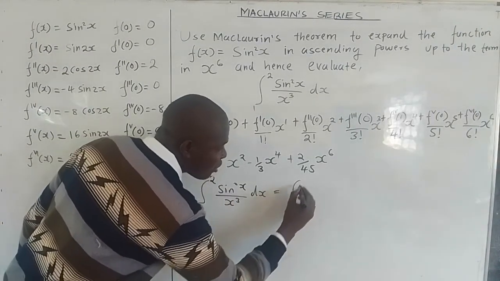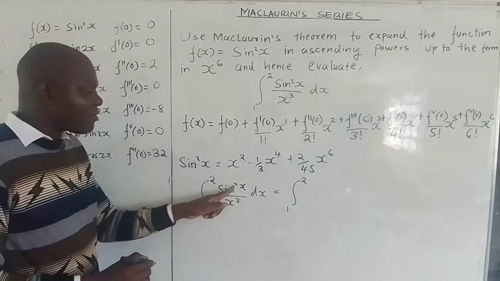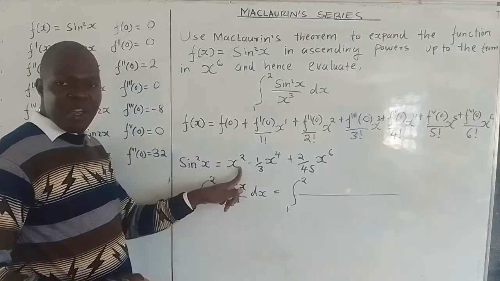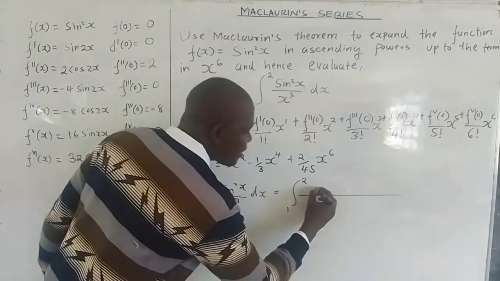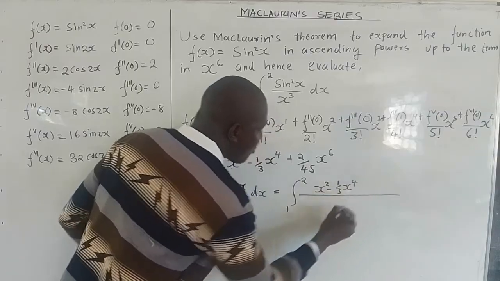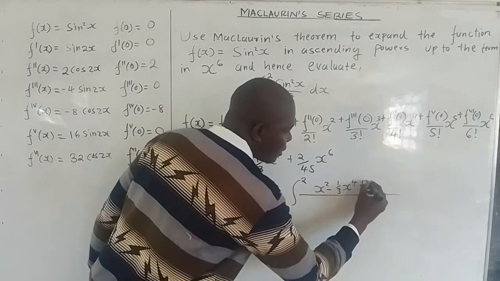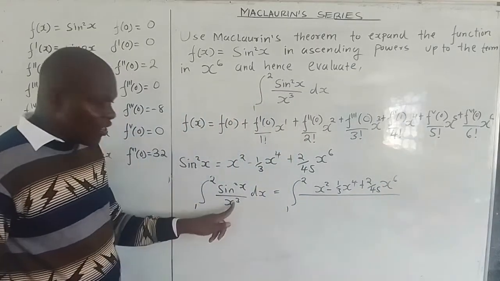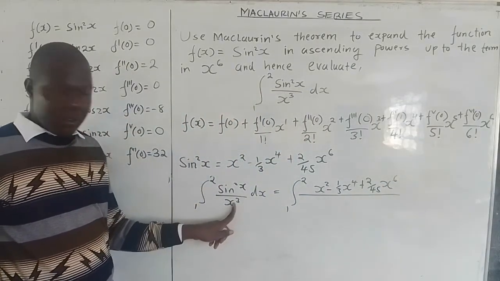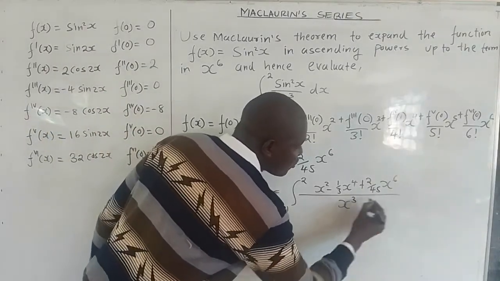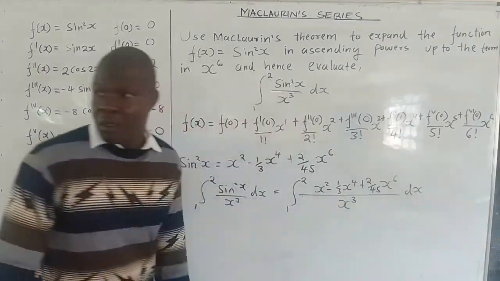So we do the substitution. We have the integral from 1 to 2. In the numerator we have sine squared x, which is the same as x squared minus a third x to power 4 plus 2 over 45 x to power 6. Then the whole of it is divided by x to power 3. Then dx.